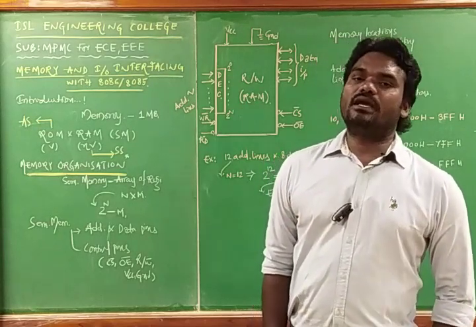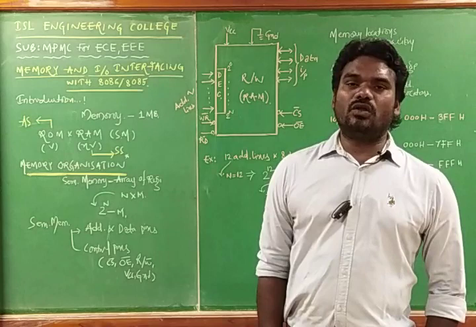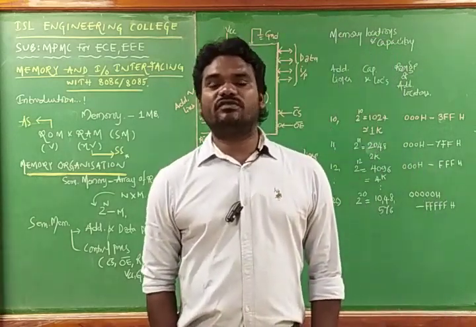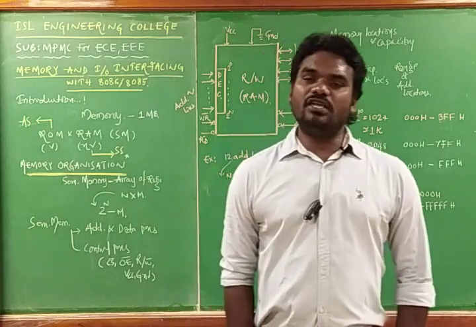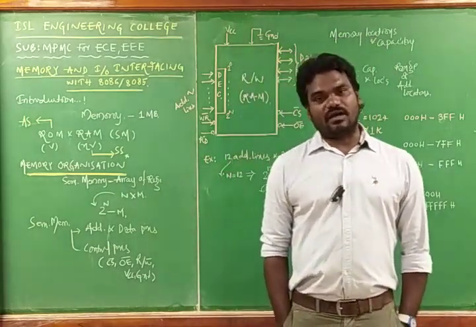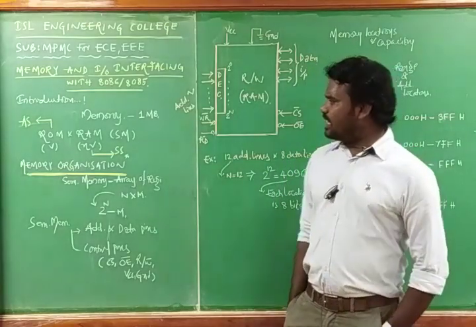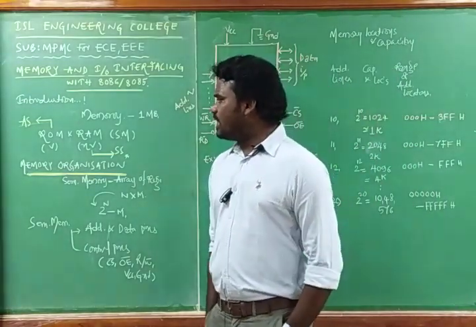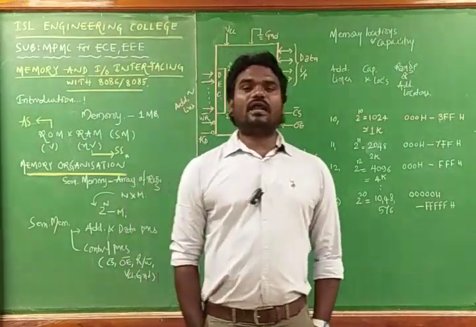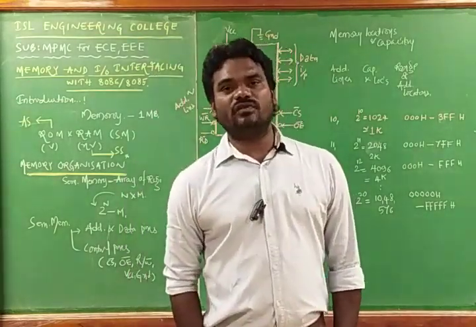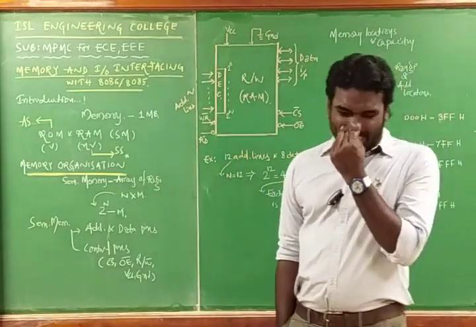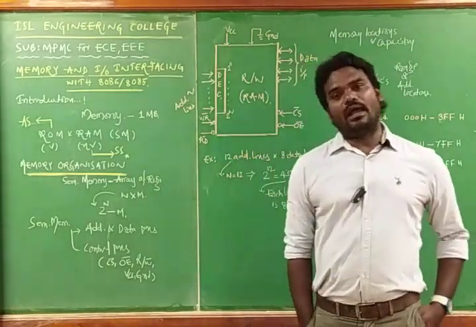In this semiconductor memory, each of the 10,48,576 locations is capable of storing 16 bits of data. And this memory can be RAM and ROM. RAM stands for random access memory, ROM stands for read-only memory. This semiconductor memory can be RAM and ROM.